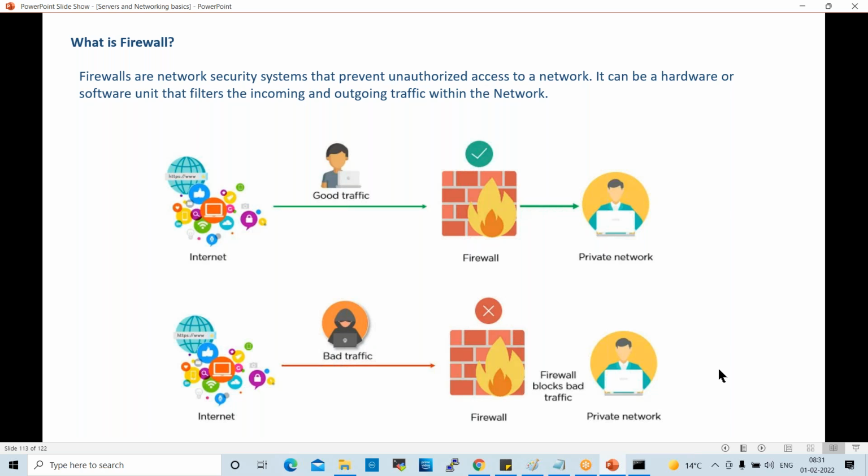The internet is the most vulnerable network, right? So from the internet, different unauthorized access attempts will be controlled by the firewall.